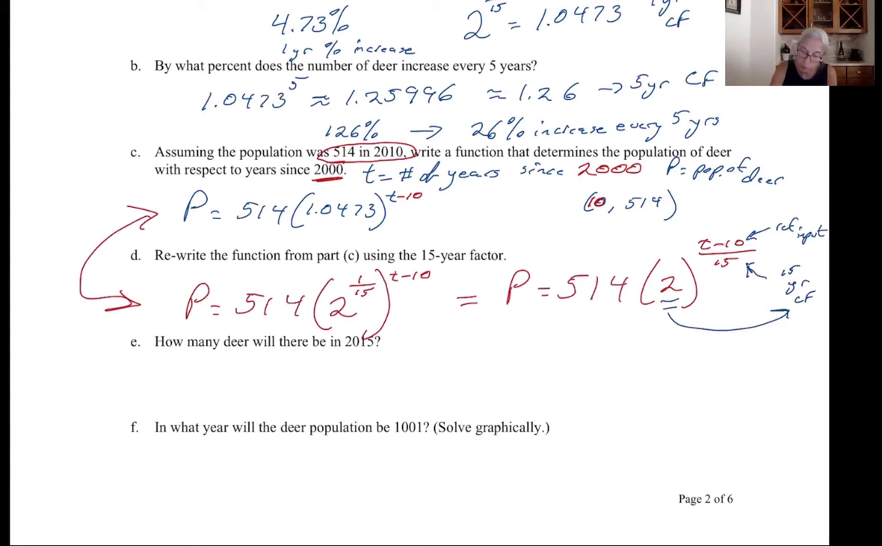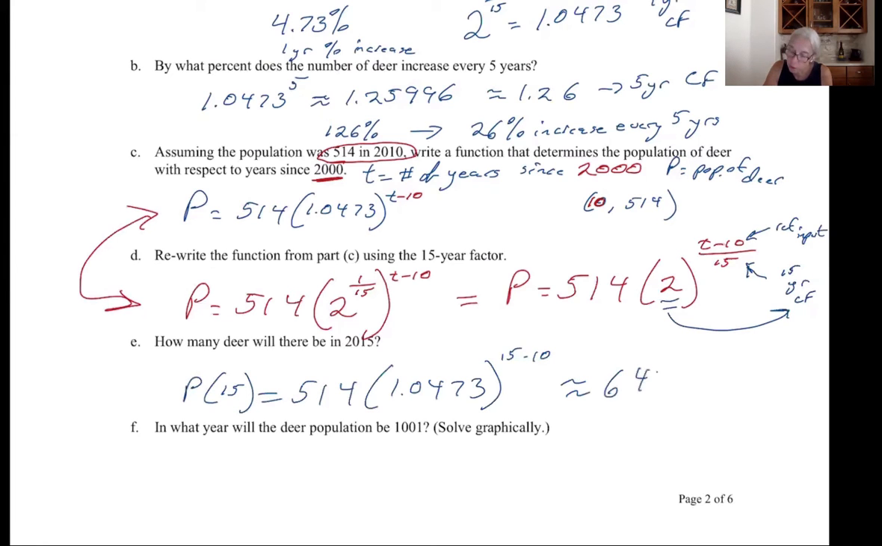So how many deer will there be in 2015? Well, in other words, we're looking for, 2015 is 15 years after 2000. So I'm looking for P of 15. So I take my equation. It doesn't matter which one I take. They better give me the same answer. And when I plug that into Desmos, I should get something like 647.6. So approximately 648 deer.